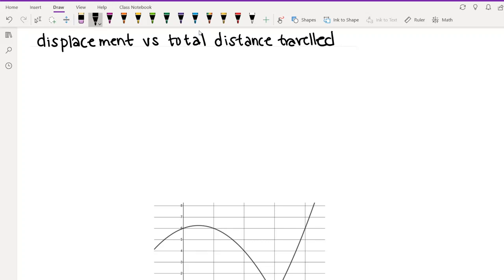Okay, so when I teach this class in person, I like to actually walk this out in front of class to really demonstrate, but I'm just going to write it down in words. So let's say I walk 5 feet forward, and then I turn around and walk 3 feet backward.